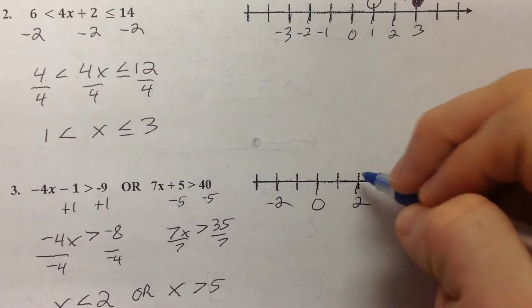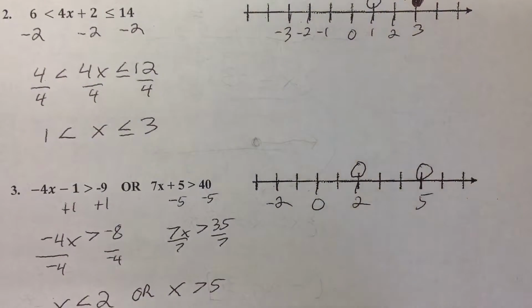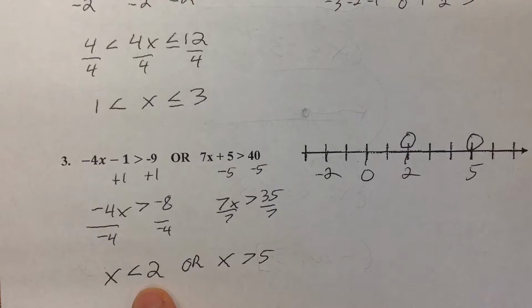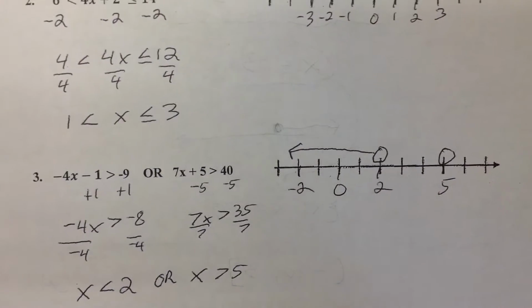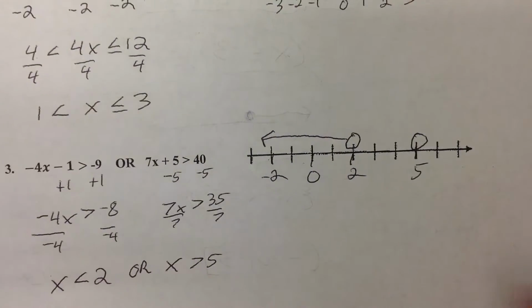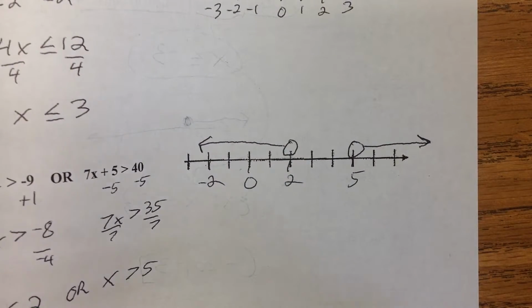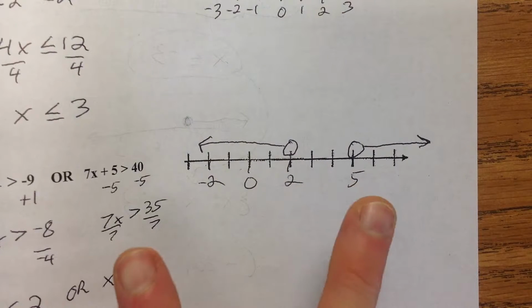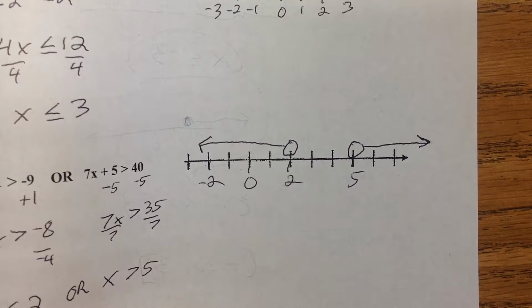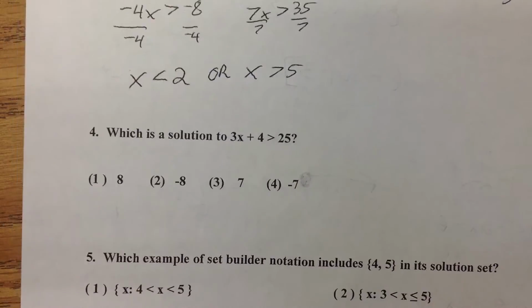So let's put an open circle on the 2, put an open circle on the 5. And then if we look at these, x is less than 2, so that's going to be down and to the left because we're smaller than 2. And then we have x is greater than 5, so that's going to be off to the right. And that's what you should expect for these OR problems. When you have an OR problem, you're usually going to end up with your arrows going in opposite directions. If they're not going in opposite directions, you probably want to go back and look to see if you made a mistake somewhere. Okay? All right, number 4.